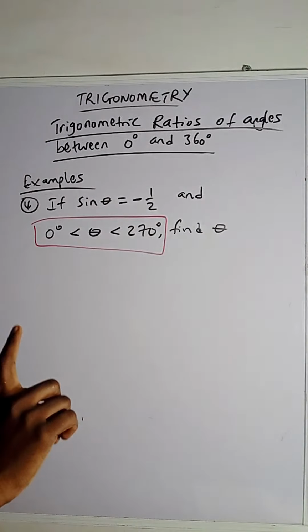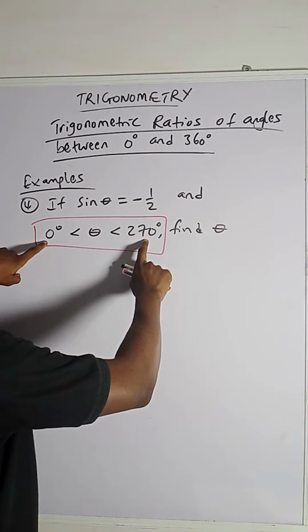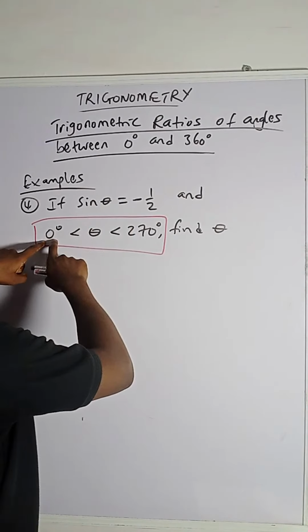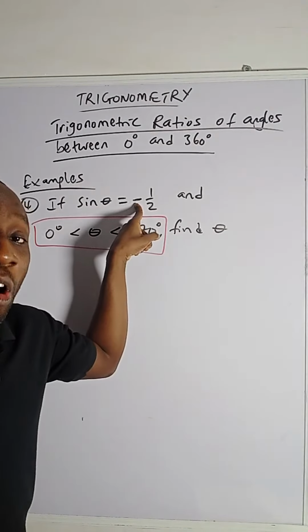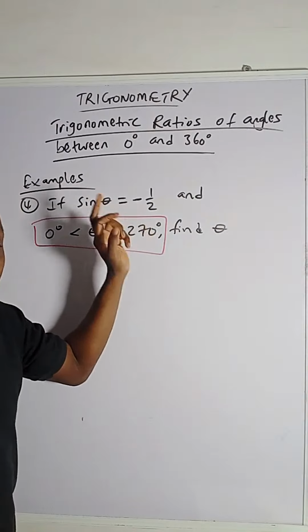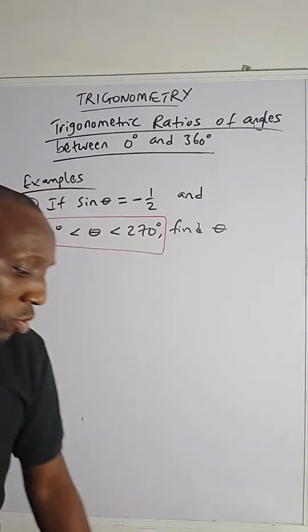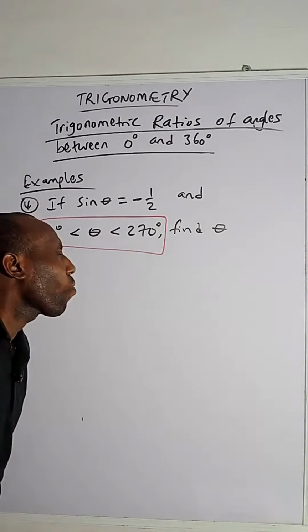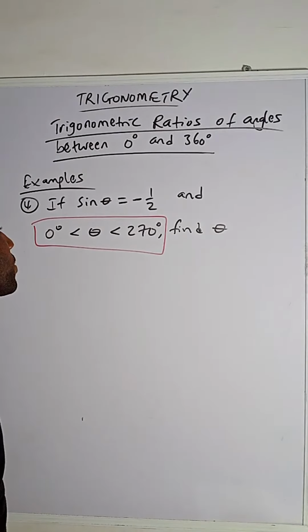I'm going to give you 1 minute to try. So 2 key things here. The range of the angle: the angle lies between 0 degrees and 270 degrees. And again, sine theta is what? Negative 1 over 2. Go ahead and work that out. Who is going to do that?